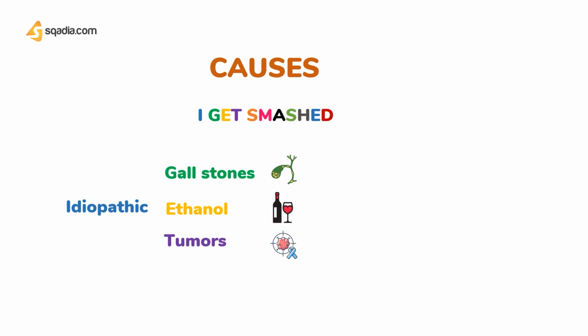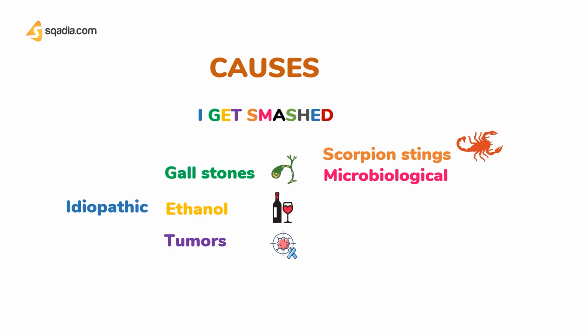Next are the tumors. So any tumor in the region, it can be pancreatic, it can be a periampullary tumor, it can also lead to acute pancreatitis. And interesting is scorpion stings. Scorpion stings have been found to be an important cause also, but they are not very common. But you should keep in mind that they can lead to acute pancreatitis.